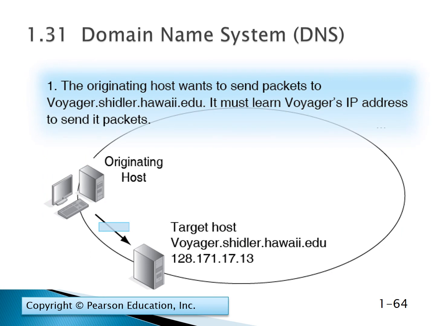In the last few slides of this chapter, we'll talk a little bit more about the domain name service, or domain name system, that we just mentioned. When I try to send a message from one computer to another computer on the internet, a lot of times I don't memorize the IP address. I only have the domain name like IBM.com or Google.com and Yahoo.com and so on. Suppose in this example, I want to send a packet to this domain called voyager.schindler.hawaii.edu. First I need to find this IP address before I can send packets to it.